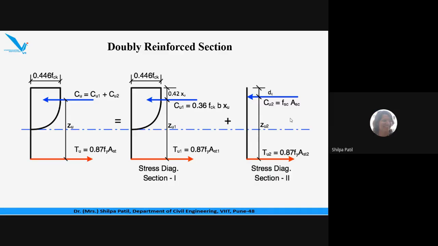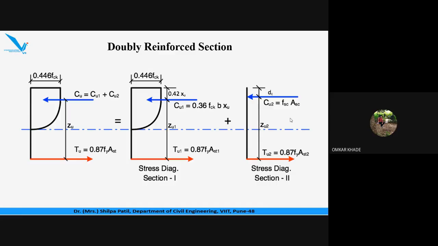Can we also provide the same number of bars in the compression zone? Yes, it depends on our design. It depends upon what is the external moment acting on the beam and what is the dimension of the beam we have provided. All these we have to consider, and accordingly we decide what percentage of steel we have to provide in the compression zone. But keep in mind that the percentage of steel provided in the compression zone will always be equal to or less than the percentage of steel provided in the tension zone. It will never exceed the percentage of steel provided in the tension zone.